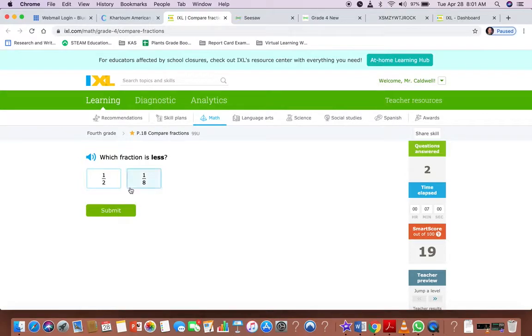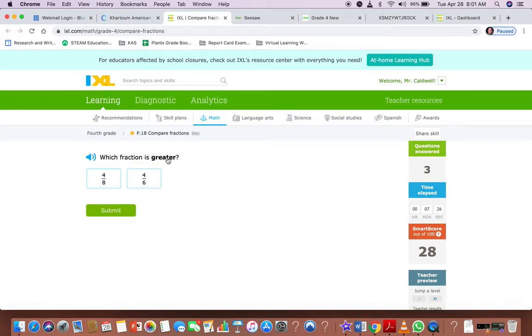All right, same thing here. For 2 to get to 8, you have to multiply it times 4. 2 times 4 is 8. Okay, so I do 4 times 1 is 4. So it would be 4 over 8. And it wants to know which one is less, 4 over 8 or 1 over 8. Well, 1 over 8 is less.